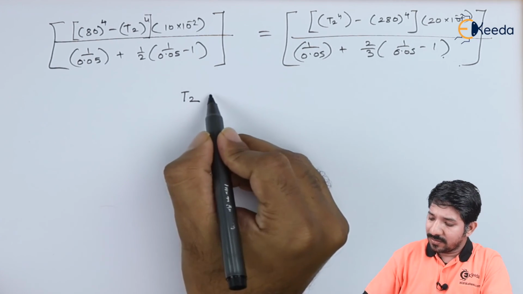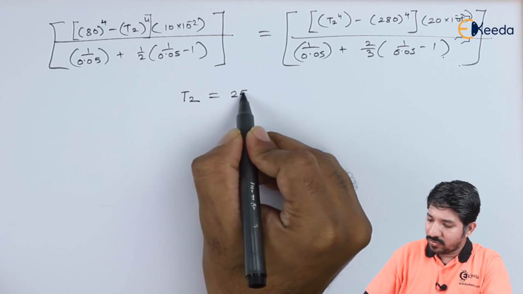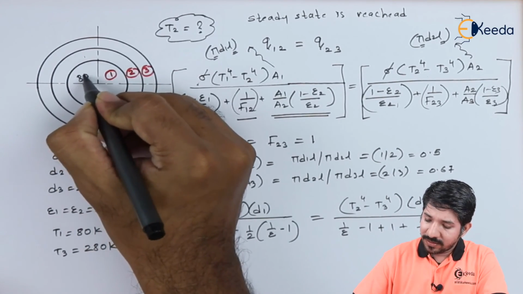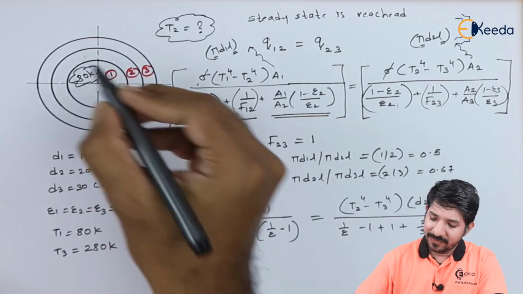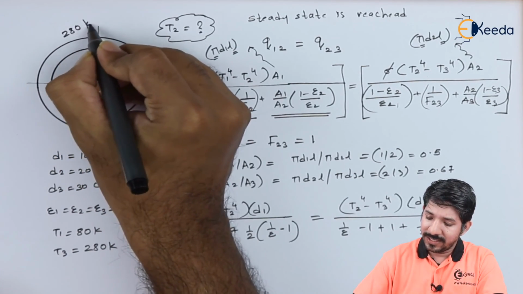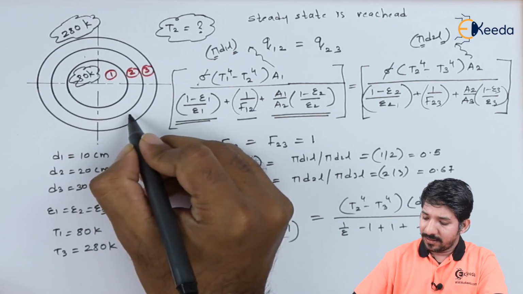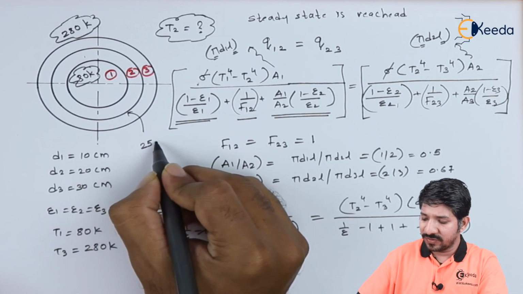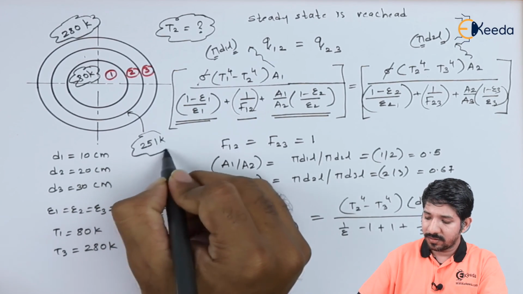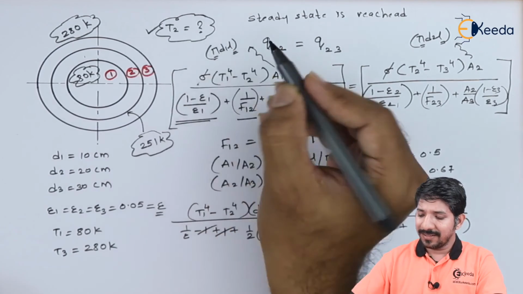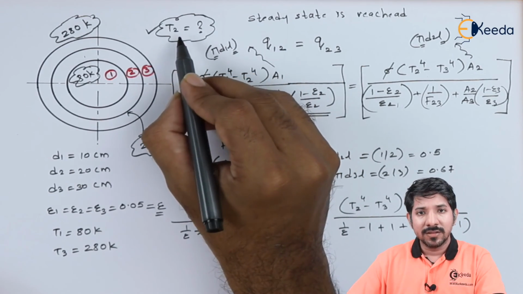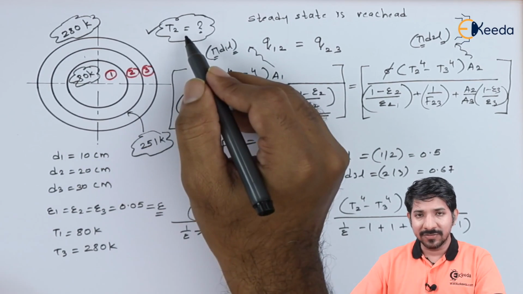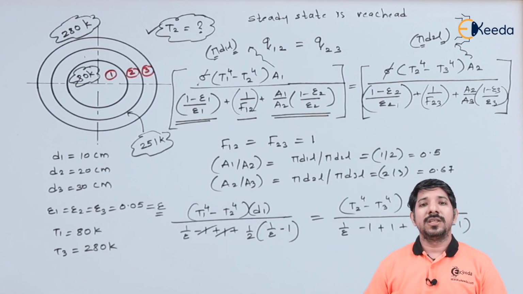So if we solve this, we are getting this value as 251 Kelvin. So that should be it. This value is 80 Kelvin. This they have given as 280 Kelvin. And for the second one, the value that we are getting is almost 250 or 251 Kelvin. So this is what they asked, and we have successfully found the equivalent temperature for cylinder 2, which we are getting as 251. Now that is it on this topic.